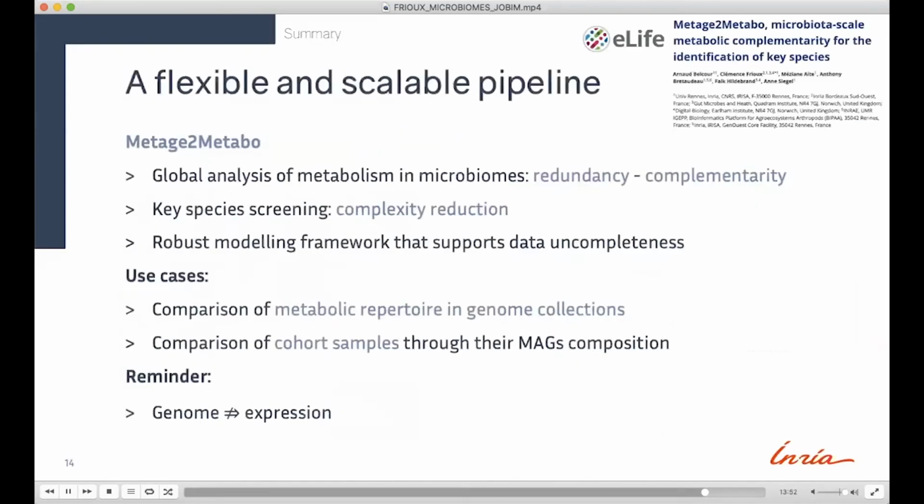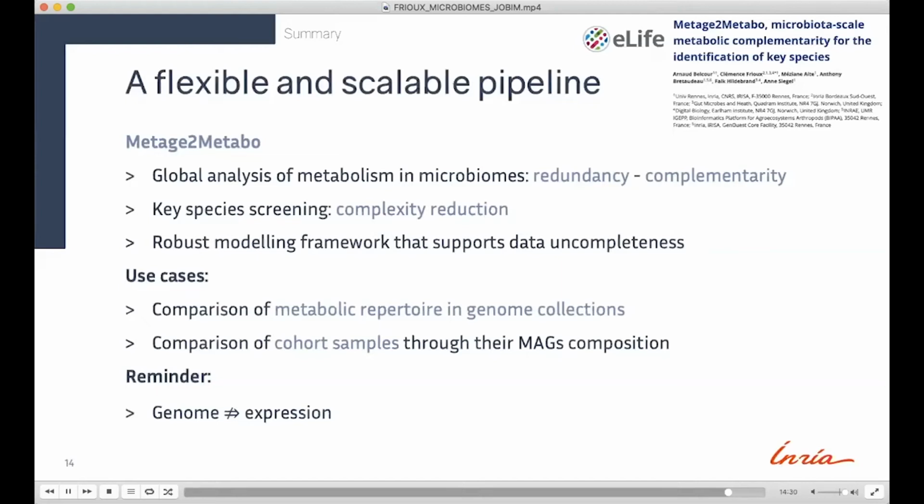As a summary, MetaJ2Metabo is a flexible pipeline for large community analysis at the metabolic scale. It's very flexible. You can reconstruct metabolic networks in the pipeline or provide them as input. Each step can be run individually. The purpose of the pipeline is to get a first picture of the metabolic complementarity and metabolic redundancy in a large microbiota. Its second objective is to reduce the complexity of the initial microbiota by pinpointing members of interest for targeted functions.